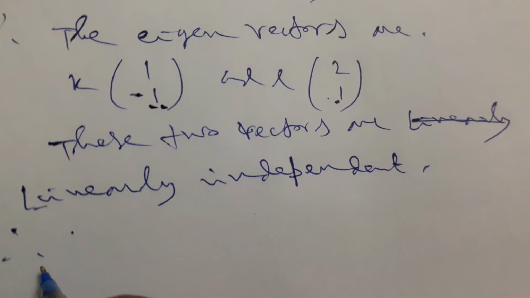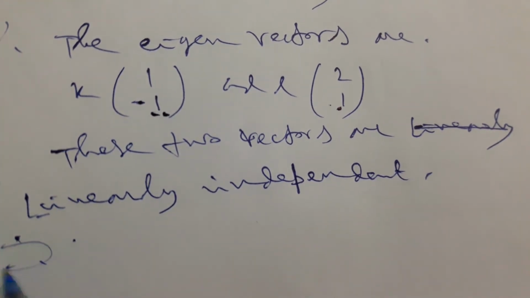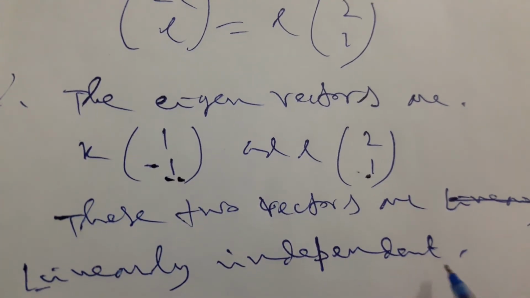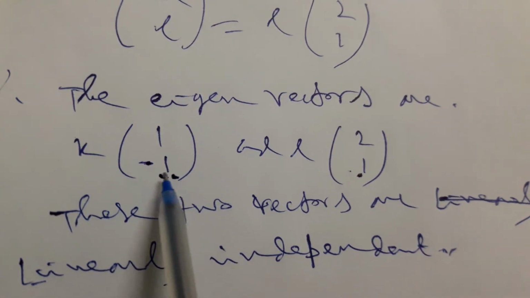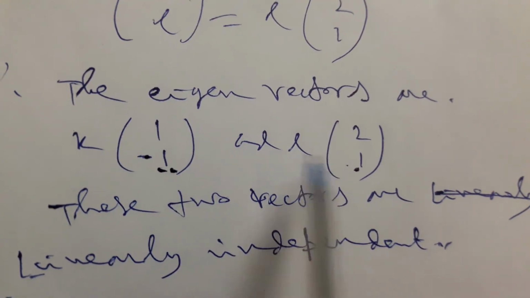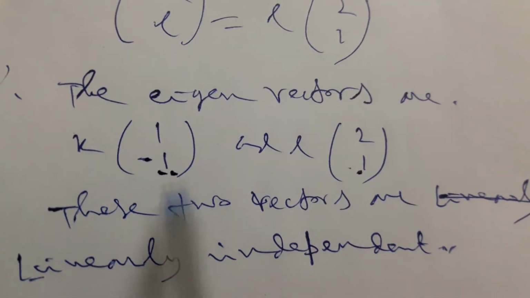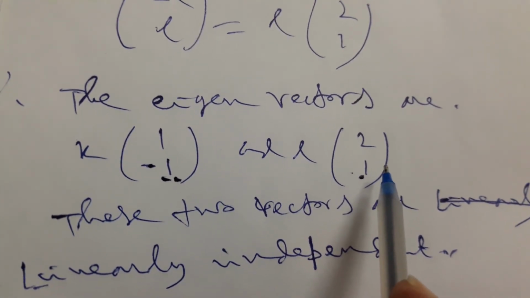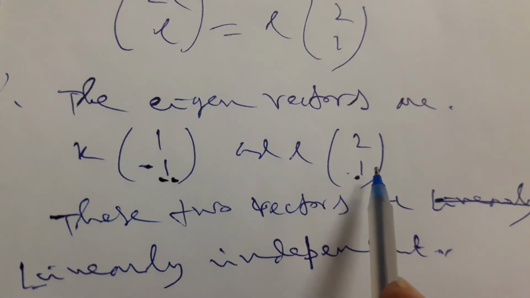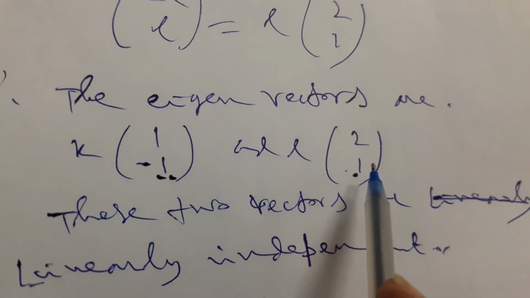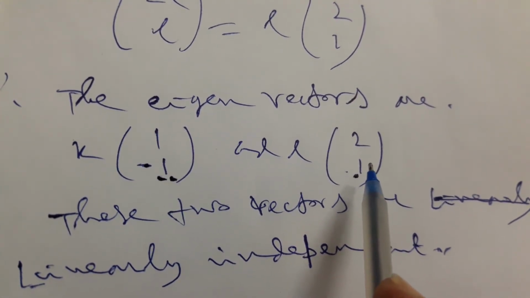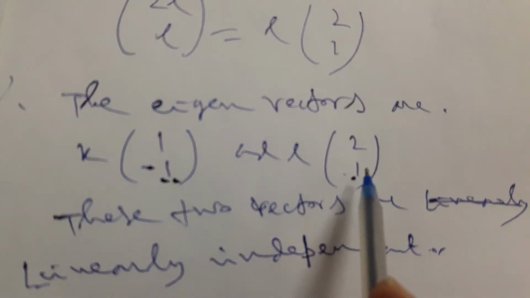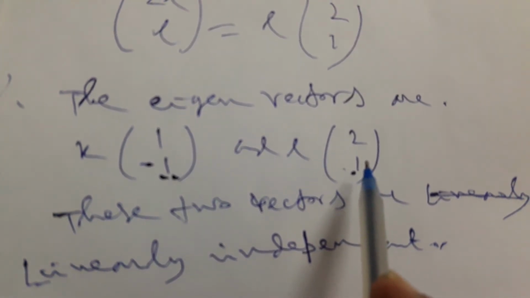So in this way we find the eigenvectors of the corresponding matrices, and the vectors found must be linearly independent. This is the main criterion, and we end our discussion today on simple eigenvectors and eigenvalues of 2 by 2 matrices.